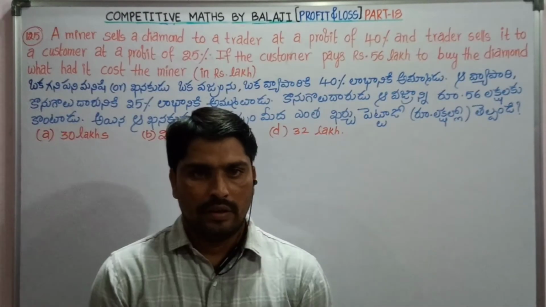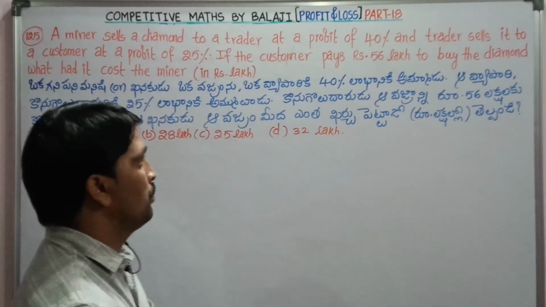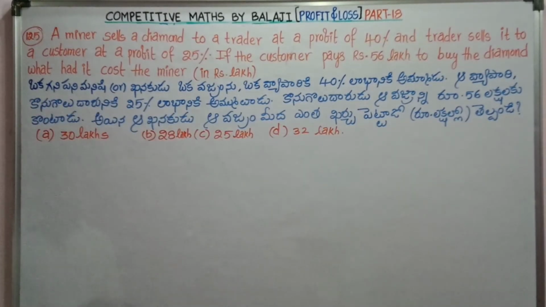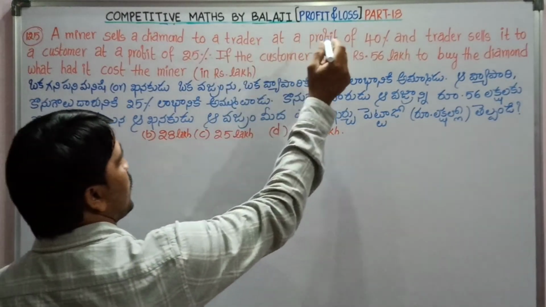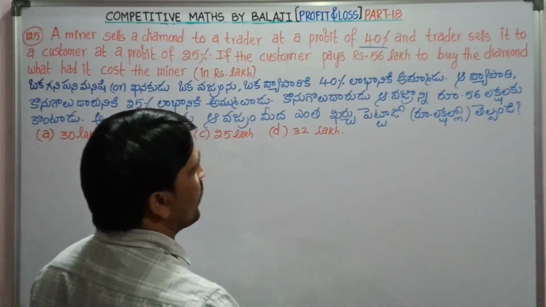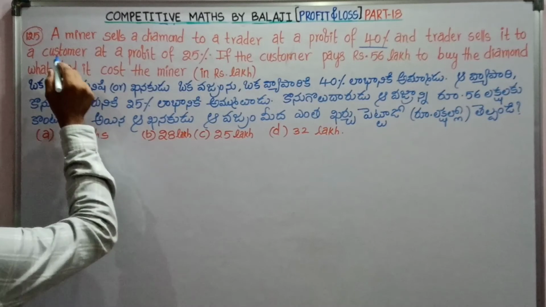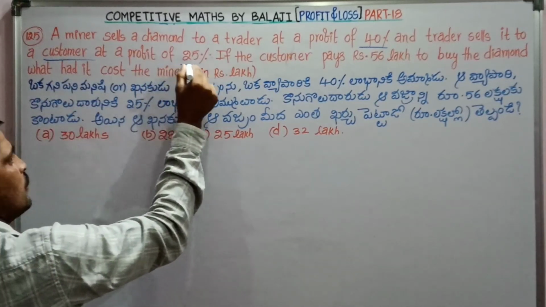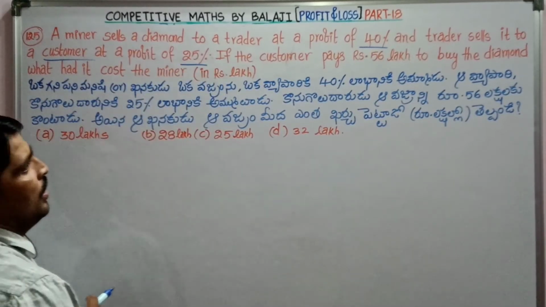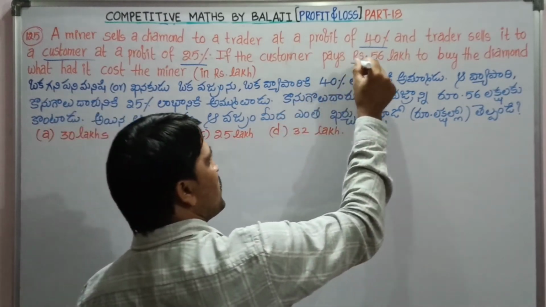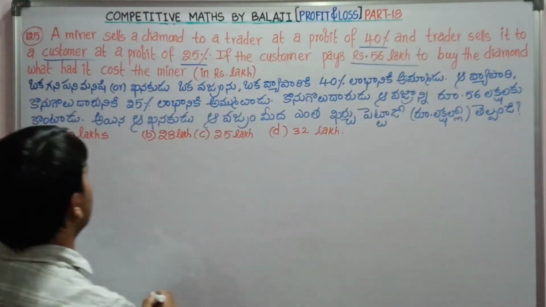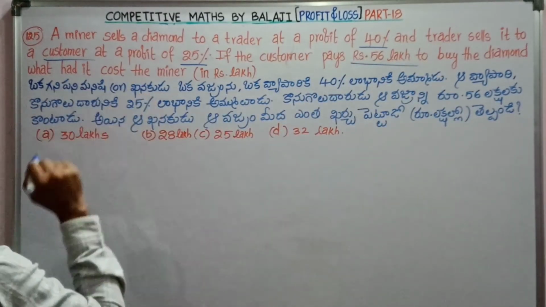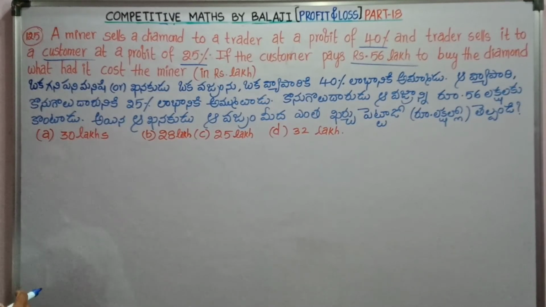Okay students, next and last question of part 18, 125. A miner sells a diamond to a trader at a profit of 40%. And the trader sells it to a customer at a profit of 25%. If the customer pays rupees 56 lakhs to buy the diamond, what had it cost the miner in rupees lakhs?